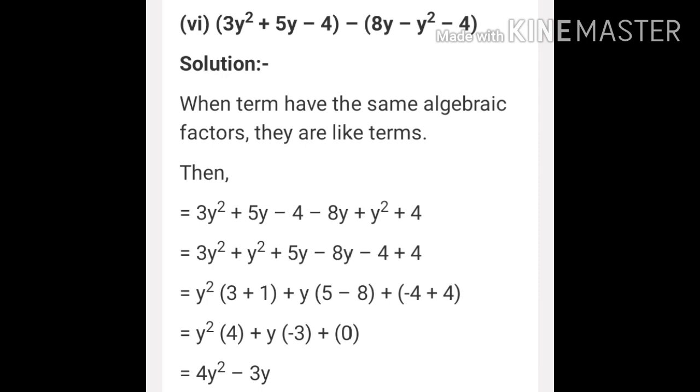3y² plus 5y minus 4 minus 8y plus y² plus 4. You can see that when we opened the bracket, we have changed the sign. Now like terms will be together, and in the third step you can see y² in the bracket 3 plus 1, that makes 4, plus y 5 minus 8 means minus 3, plus and minus 4 will be cancelled, means 0. The final answer will be 4y² minus 3y.